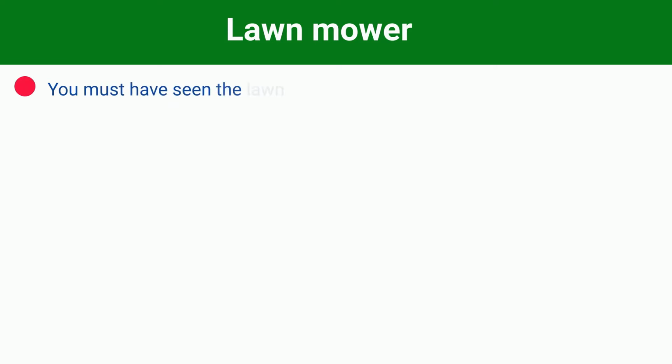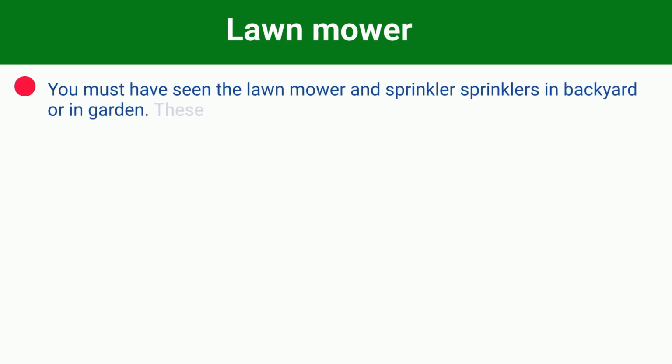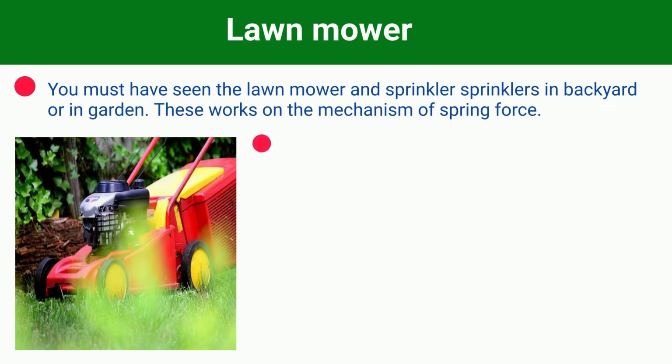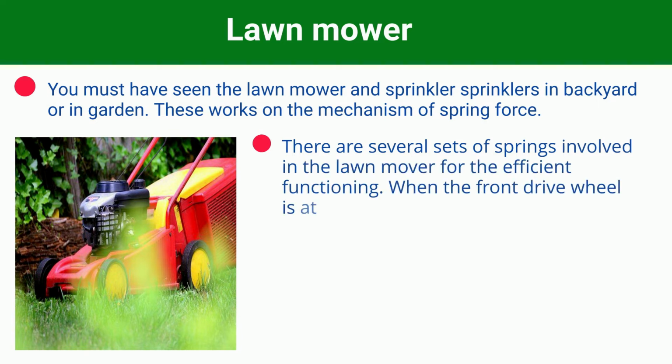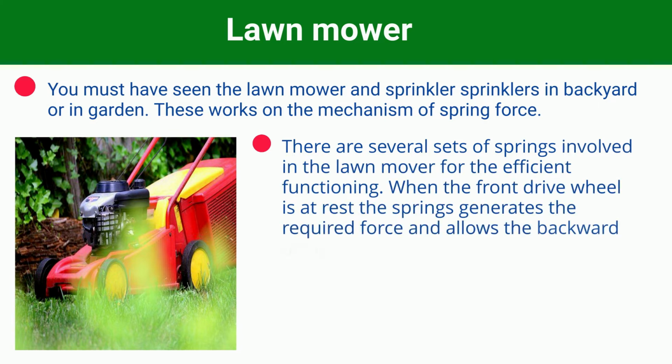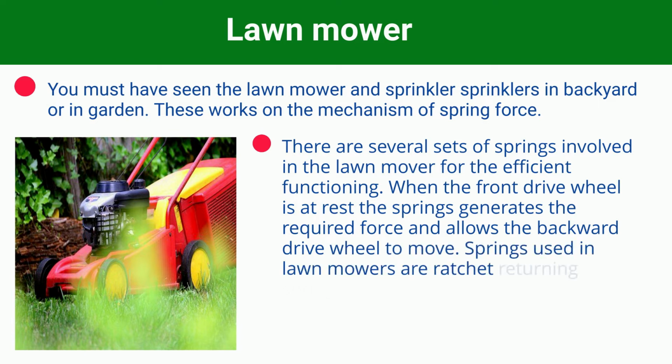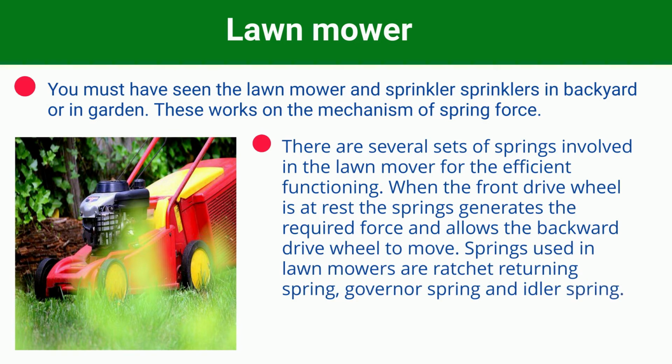Lawn mower. You must have seen the lawn mower and sprinklers in a backyard or in a garden. These work on the mechanism of spring force. There are several sets of springs involved in the lawn mower for efficient functioning. When the front drive wheel is at rest, the springs generate the required force, and allow the backward drive wheel to move. Springs used in lawn mowers are the ratchet returning spring, governor spring and idler spring.